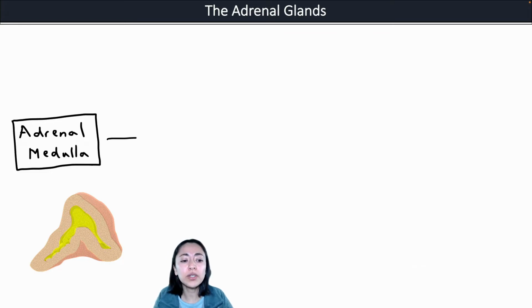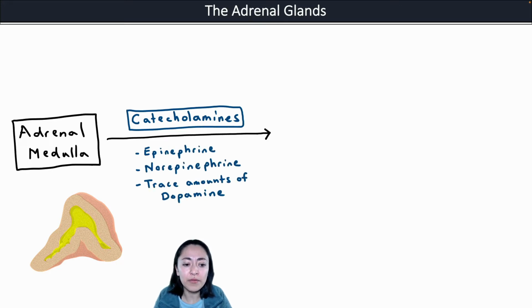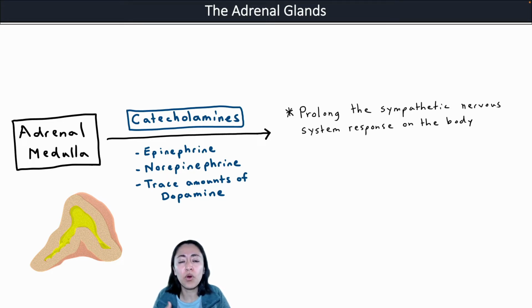The adrenal medulla produces a group of hormones called the catecholamines, and all of these hormones are going to be structurally very similar to each other. These catecholamines include epinephrine, norepinephrine, and trace amounts of dopamine. Epinephrine, norepinephrine, and dopamine are really important in prolonging the sympathetic nervous system response on the body. Your sympathetic nervous system is a division of your autonomic nervous system.